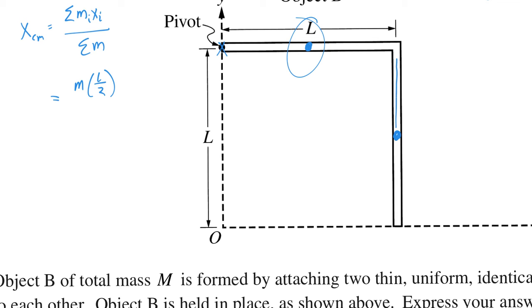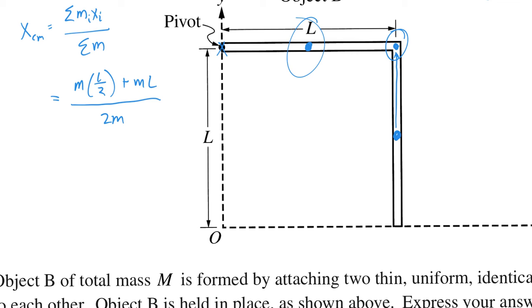The second contribution to the center of mass is found right there at the end. That entire bar acts at the end of the rod, so its contribution is just m L. We're treating them like point masses, and all that matters in the x direction is where they are horizontally. Divided by total mass 2m.